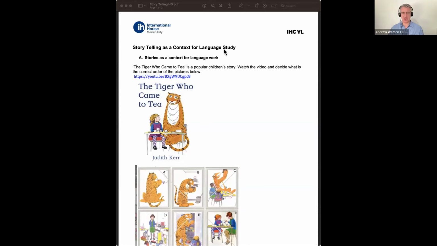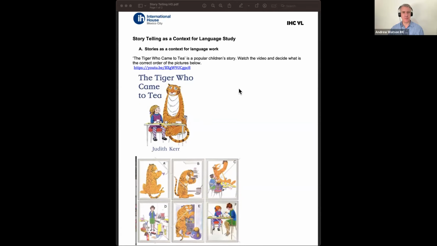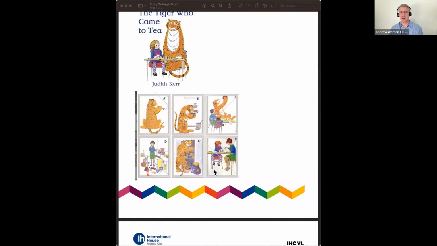So here's the handout for today for the first part. So we're going to start with a story. I'm going to use a video, and it's a popular children's story, Tiger Who Came to Tea. And I'd like you to watch the video and decide what is the correct order of the pictures. So you've got 6 pictures. You've got to decide which comes first.